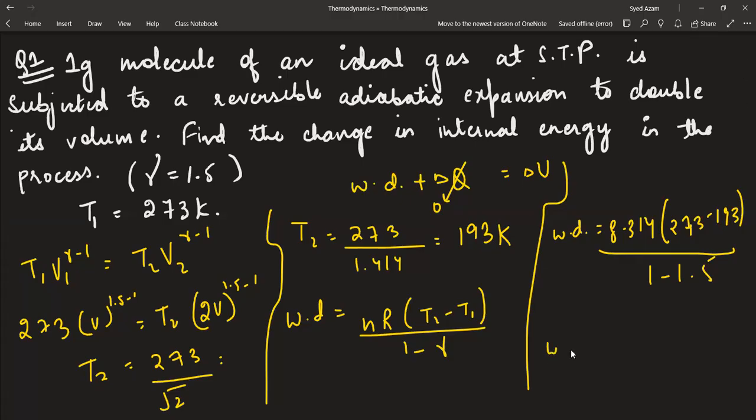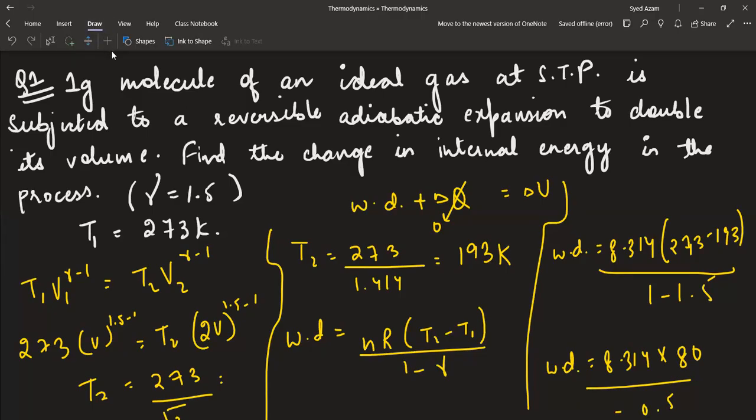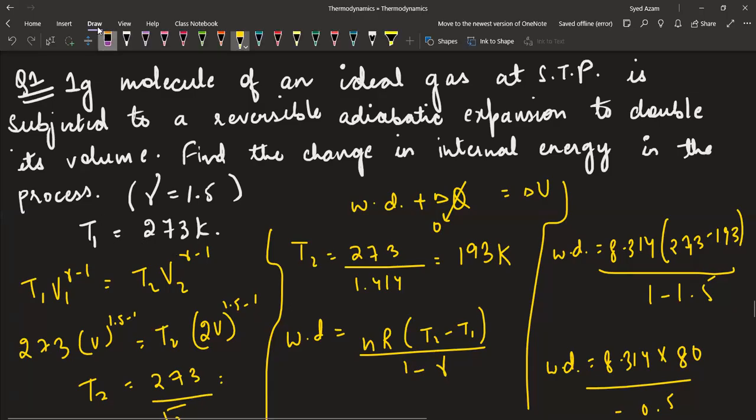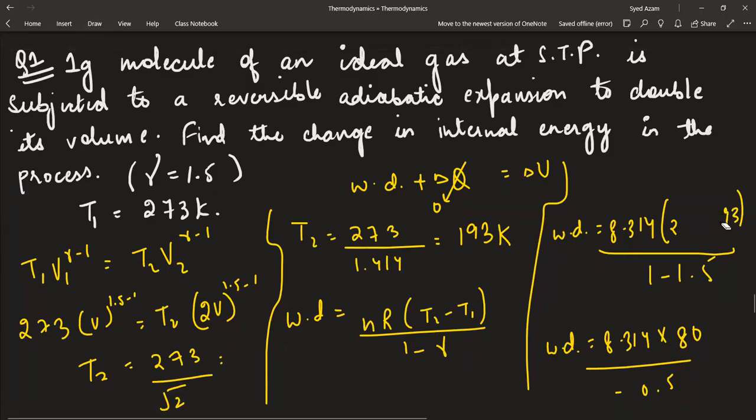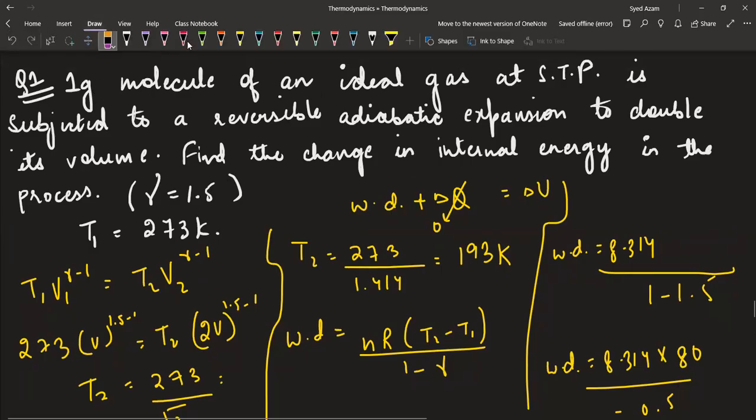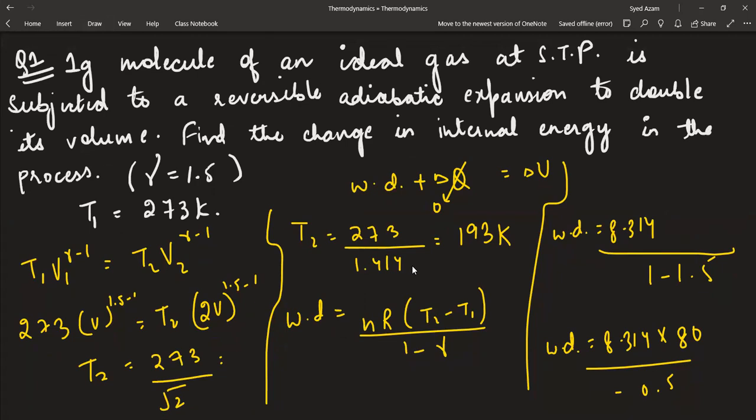So work done will be 8.314 into 80 by minus 0.5. Or let's put it, because T1 is mentioned in the question. If it was not mentioned, we wouldn't have taken it. Let's take it as negative because T1 is mentioned in the question, we cannot change it. If the temperature is directly just given, you can, because in work done we have to keep the sign conventions in mind. So it will be 193 minus 273 only, because the first temperature has clearly been mentioned as T1. Now we cannot change it.